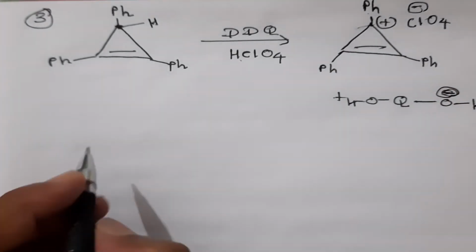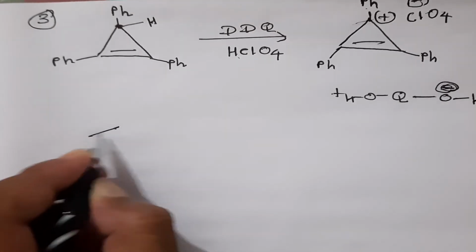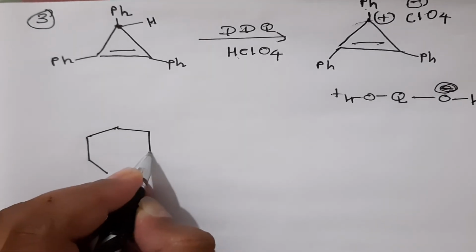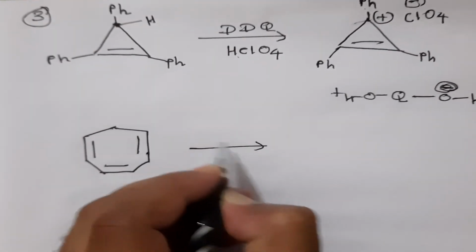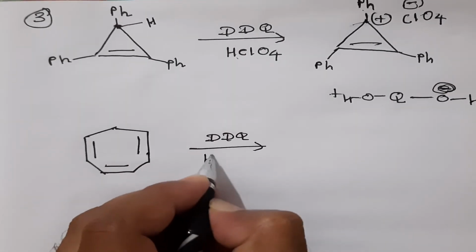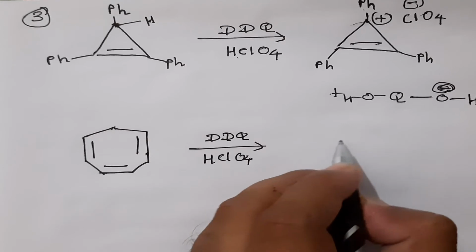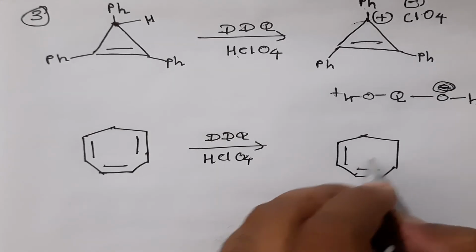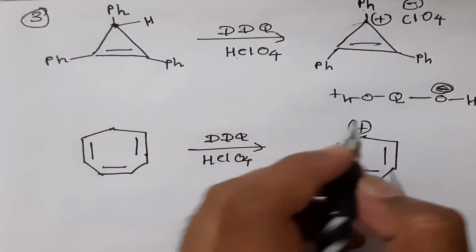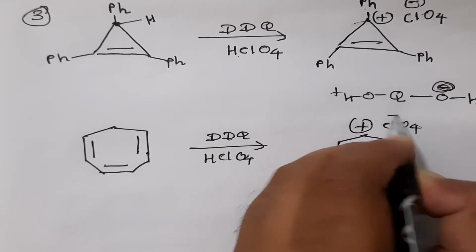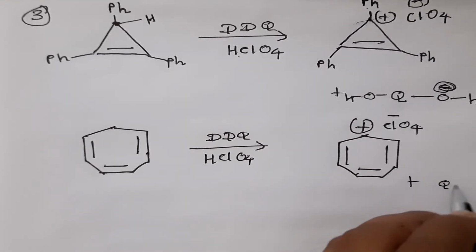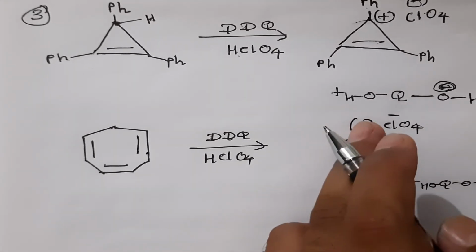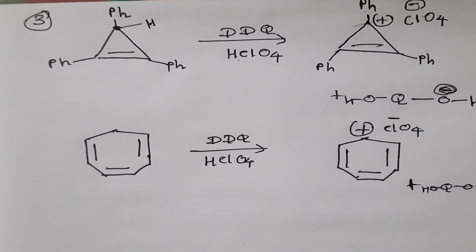Another application we can see with the help of an example. If we take this type of compound and again react it with DDQ and HClO4, again it generates this type of quasi aromatic compound, ClO4 minus plus QOH OH. So this is an aromatic compound having a charge. This type of compound is called a quasi aromatic compound.